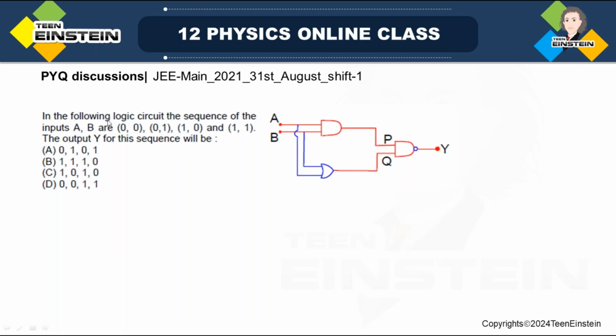This question is saying: for the following logic circuit, the sequence of the inputs 0 0, 0 1, 1 0 and 1 1, the output Y for the sequence will be.